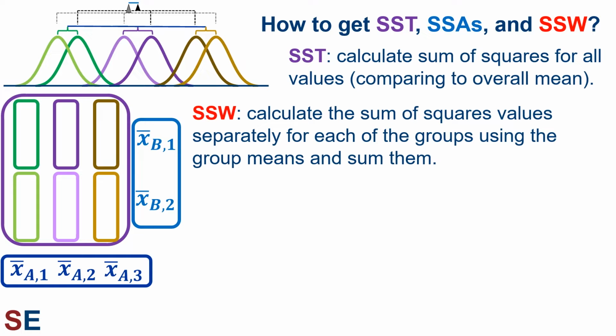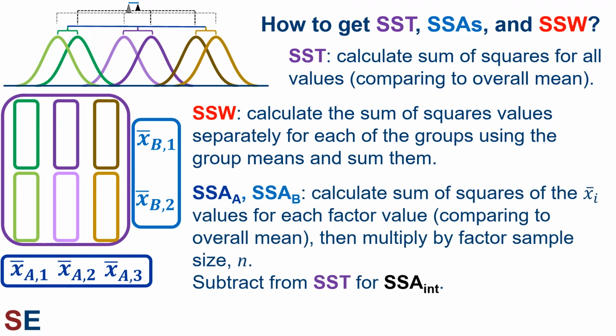The diagram at the top illustrates how the sum of squares values for the factors combines the groups for the other factor and only analyzes the differences between the groups that vary for the factor we're interested in. To calculate the overall sum of squares values for factor A and factor B, we calculate sums of squares of the mean values of each factor value, compared to the overall mean, then multiply by factor sample size, lowercase n. We usually subtract these two values, along with the SSW, from the SST to get the sum of squares among value for the interaction.